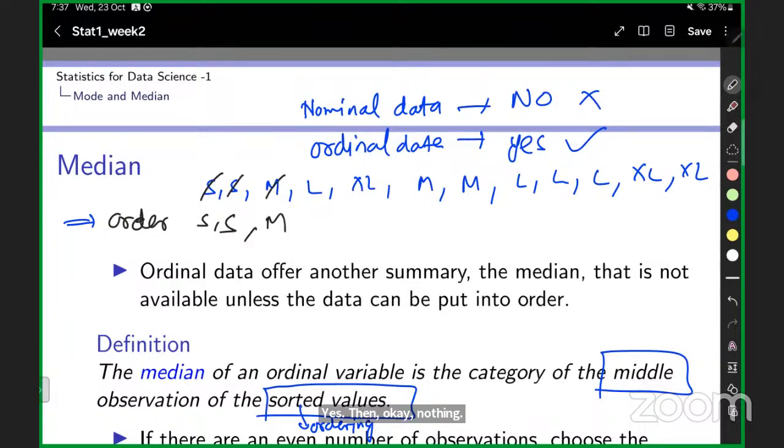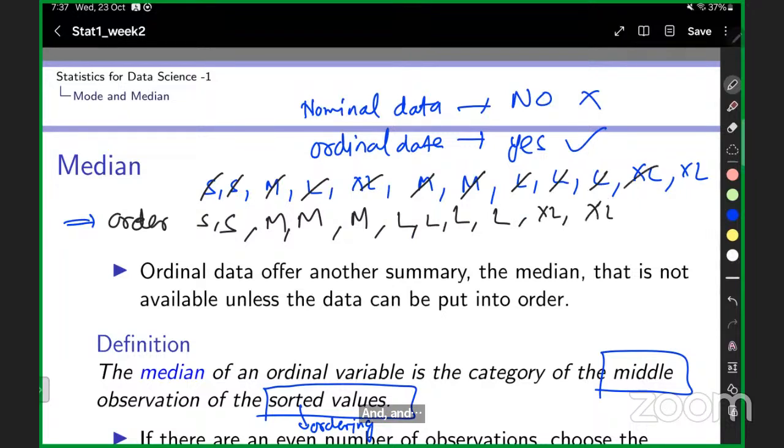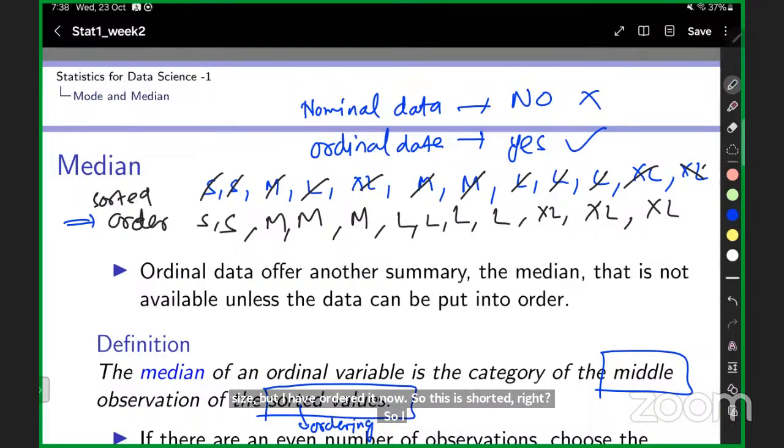So I'll write S, then M, M. Then M is over, I'll write L, L, L, L. Then I'll write XL. So I have the same sizes, but I have ordered them now. So this is sorted, right? Then I have to figure out the middle value of it. We'll see what happens if there is no middle value or if it's an even count.